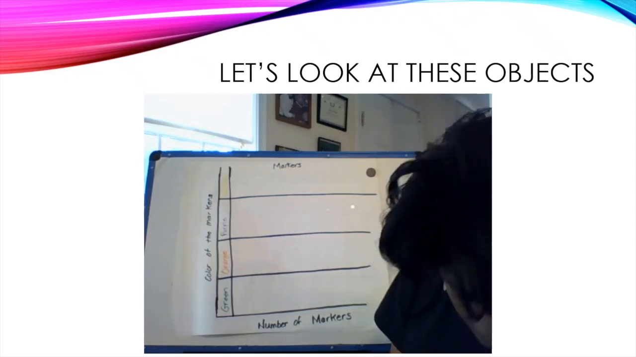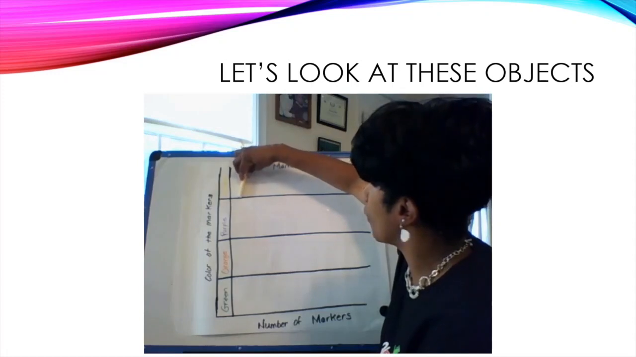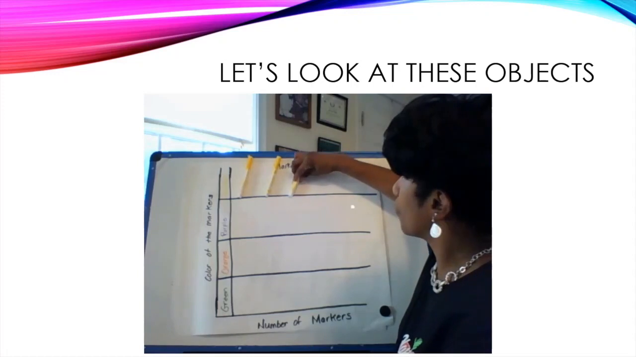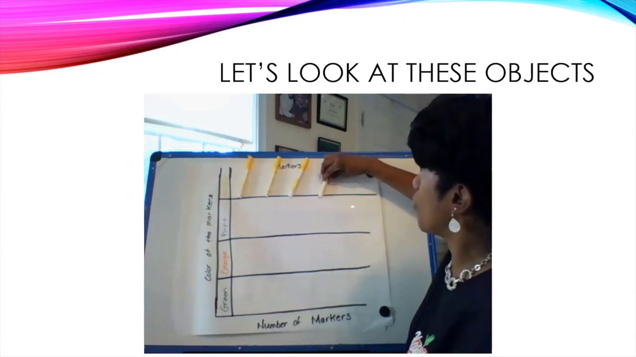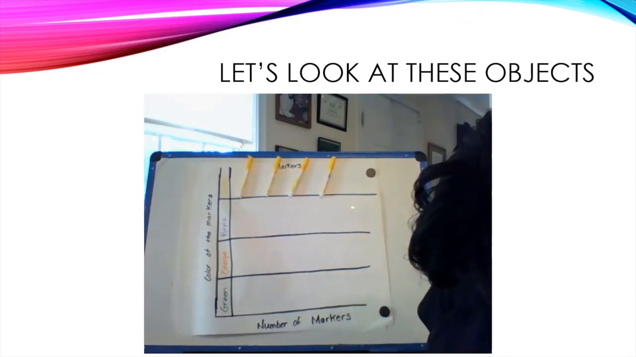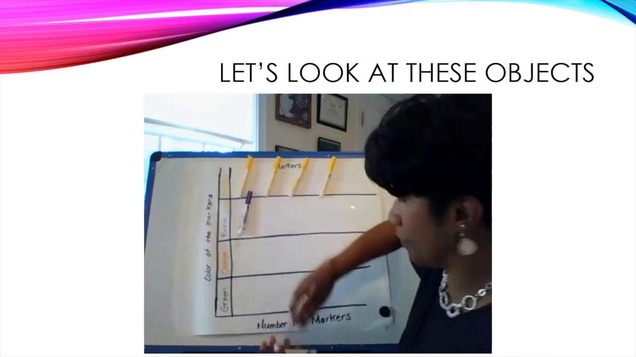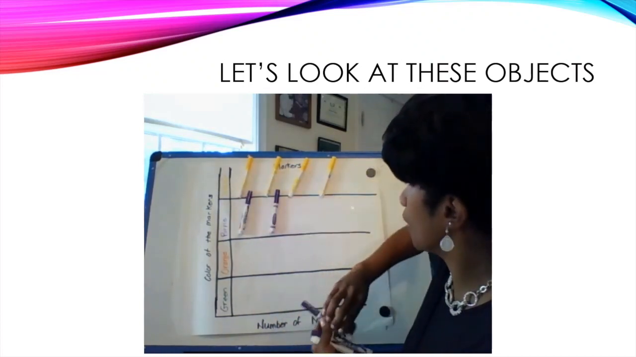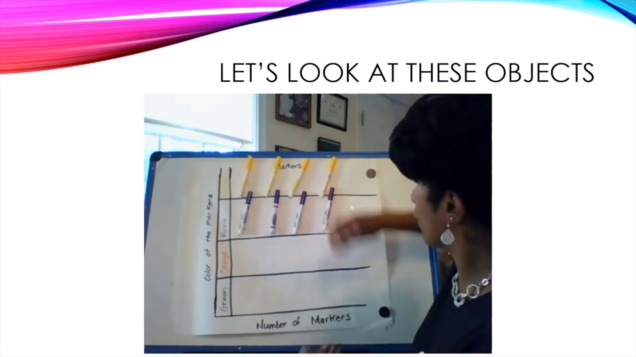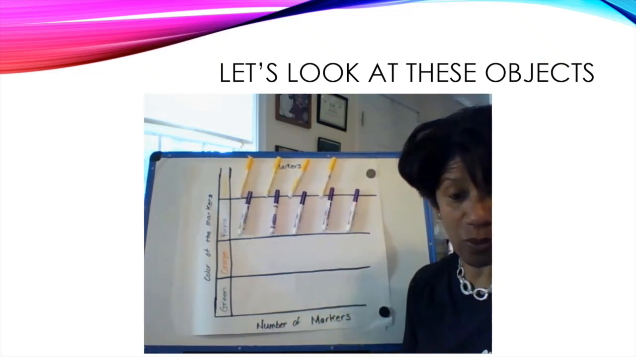So the first thing we're going to do, what's our first color? Yellow. So we're going to take our yellow markers and put them on our object graph. So let's see, we have 1, 2, 3, 4. So we have 4 yellow markers. What's the next color? It's purple. So let's put up our purple markers. 1, 2, 3, 4, 5. So we have 5 purple markers.